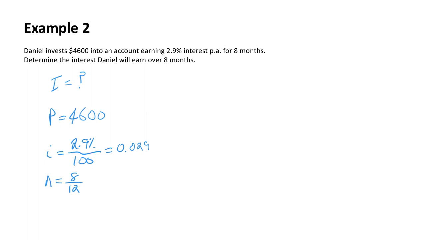Now that I've got that declared, I can go ahead and write my formula. I equals PRN. Substitute in 4,600 times 0.029 and then times 8 over 12. That's a calculation that you can put into your calculator, and that's going to equal $88.93. So over the 8 months, we can see that Daniel is going to earn $88.93.